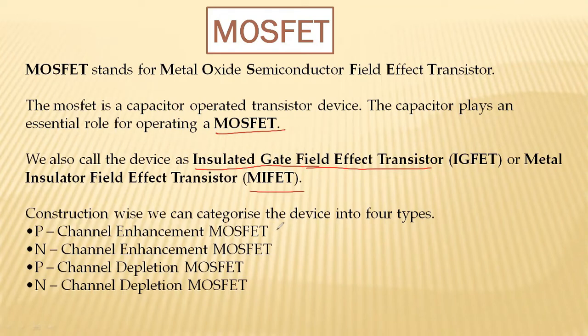So we have a total of four devices in MOSFET. First, enhancement mode MOSFET, P channel and N channel. Next, depletion mode MOSFET, P channel and N channel. Okay. So previously we discussed two, now four devices. No need to worry. We'll discuss one N channel enhancement, one N channel depletion. Okay, that will be very easy.